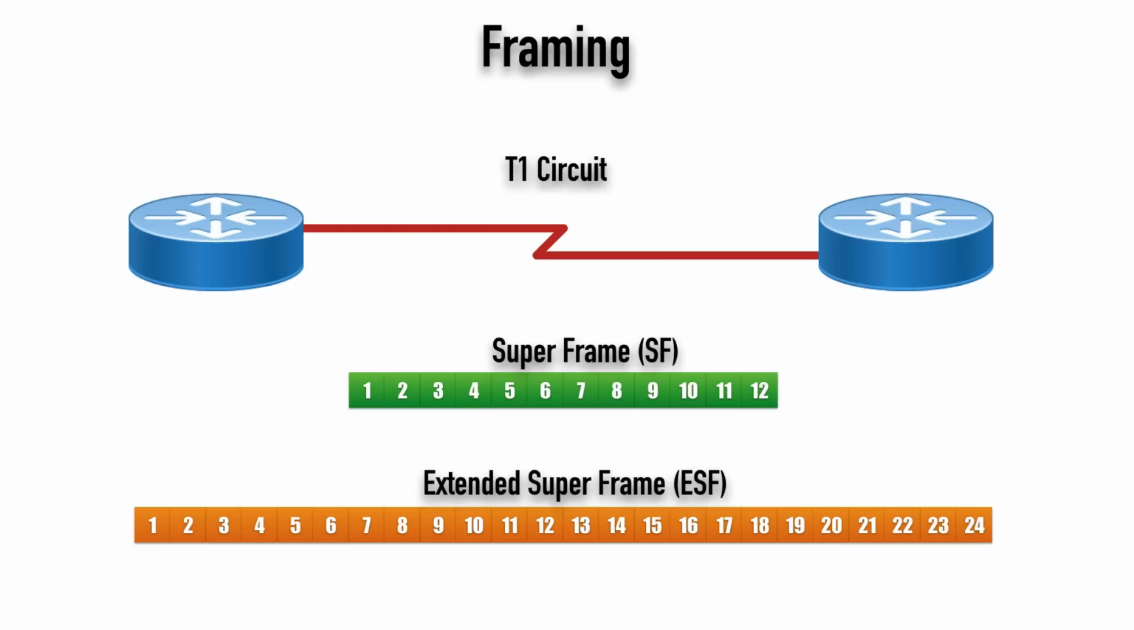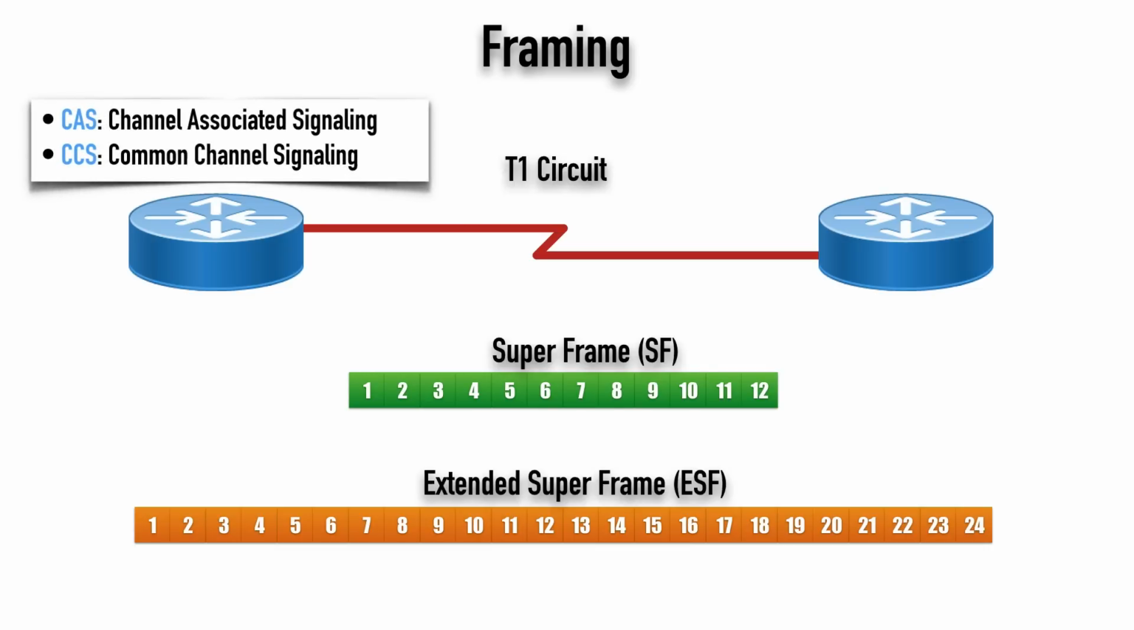We've got to have signaling information. We need to know when somebody goes off hook. We need to know when somebody goes on hook. How do we do that type of thing? Well, a couple of options. There is CAS, channel associated signaling, or there is CCS, common channel signaling. Let's talk about these two options.